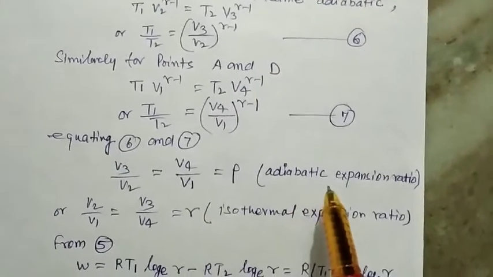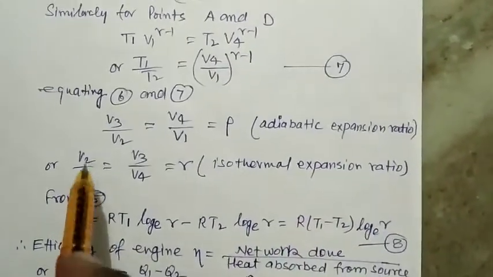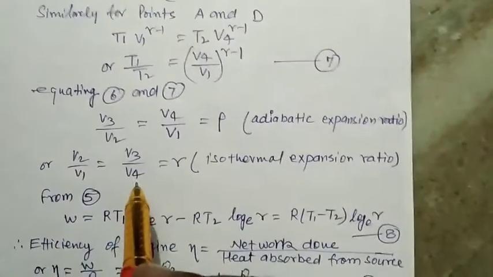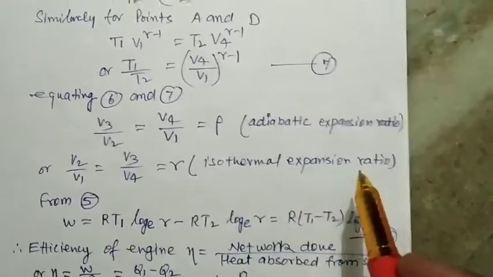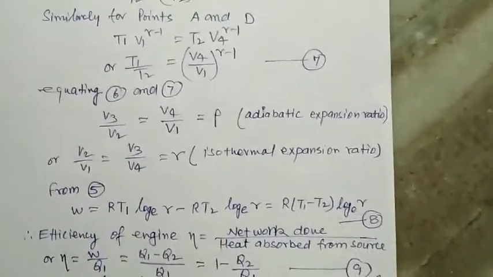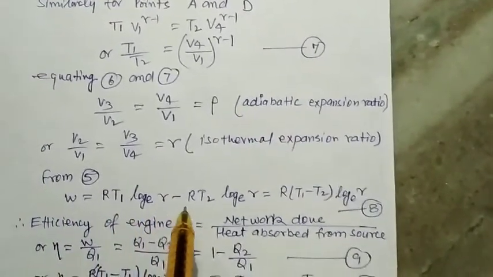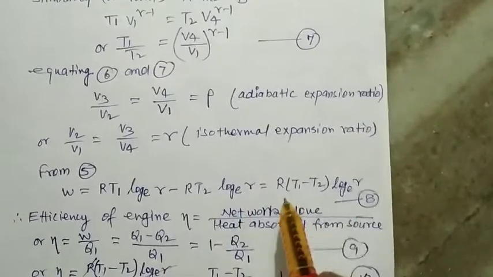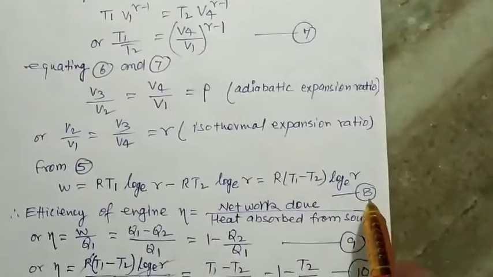It is called the adiabatic compression ratio. Also V2 upon V1 is equal to V3 upon V4 is equal to r. It is called the isothermal expansion ratio. From equation number 5, W is equal to RT1 log r minus RT2 log r is equal to R (T1 minus T2) log r, equation number 8.